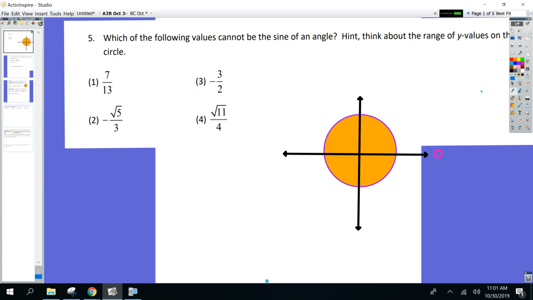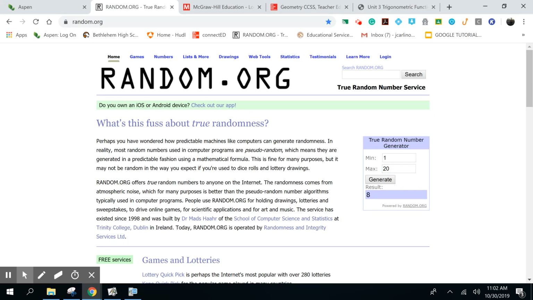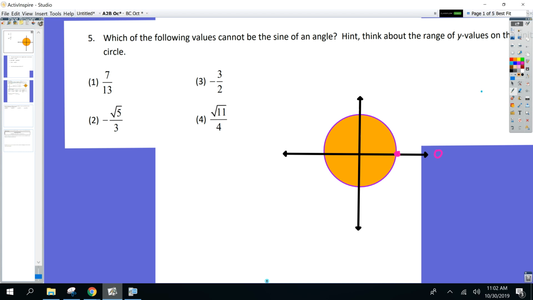At 0 degrees, what is that coordinate on the unit circle? Let's start with number 8. What is that coordinate?